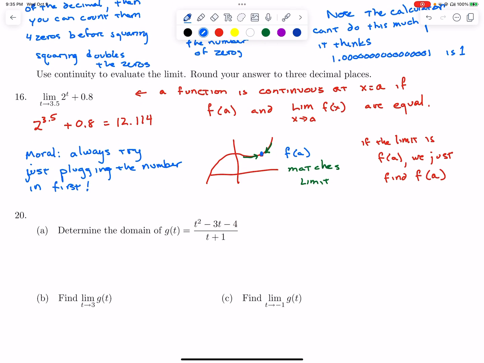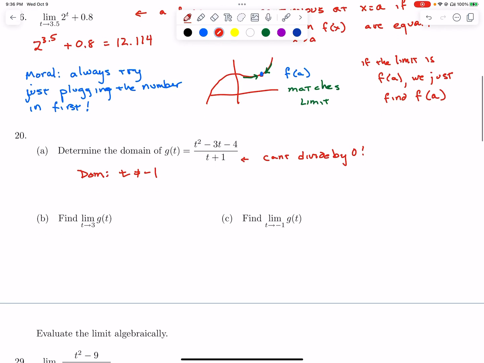What's the domain? Oh yeah, you can't divide by 0. Okay, so what's the domain? The domain, I'm going to just write it the easy way. t not equal to -1. Fine. So g of 3, we can use continuity.